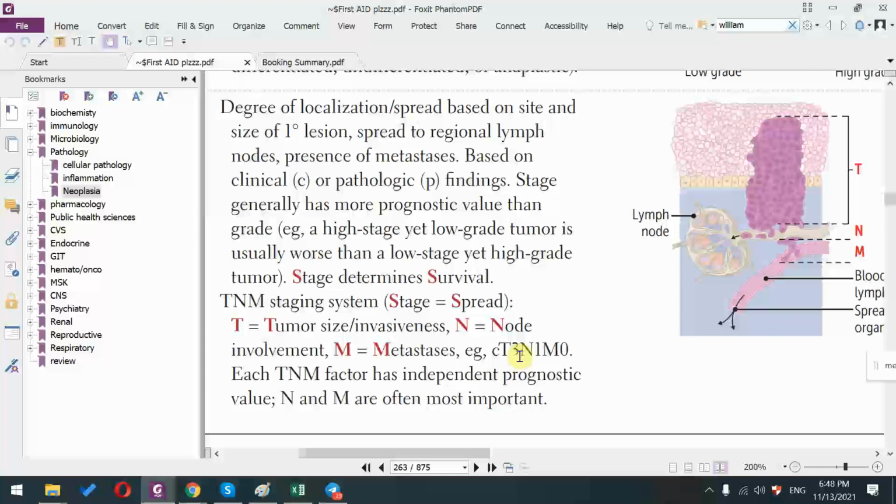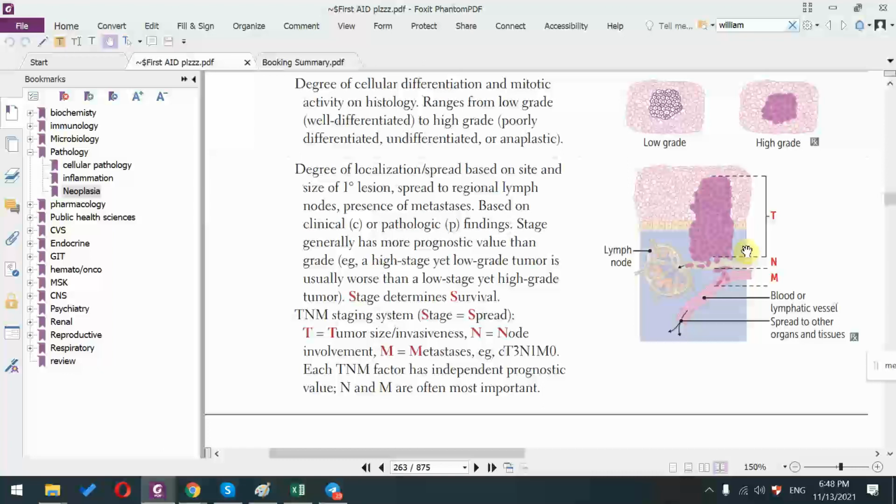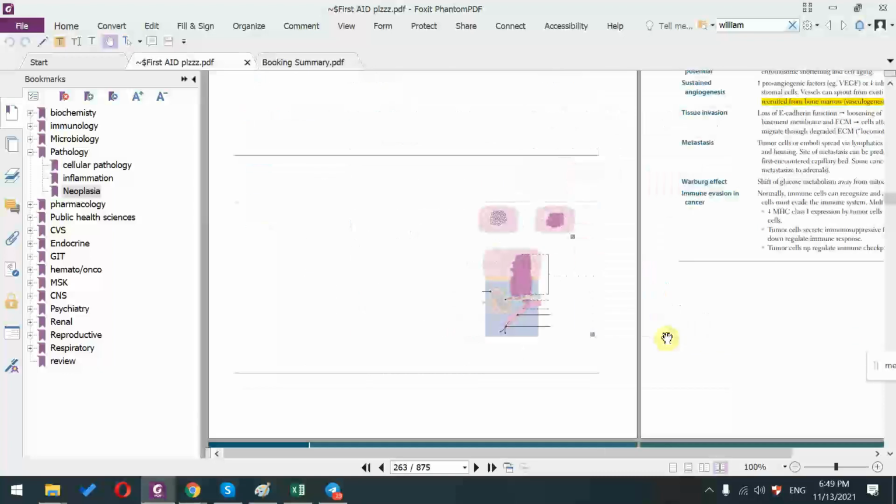Why? Because there is no metastasis. So look here, the T is for the tumor size and invasiveness, as you can see, it has invaded the basement membrane. The N is for involvement of lymph nodes, while the M is blood or lymphatic vessels and the spread to other organs. So let me ask a few questions just to make sure you got what I was speaking about.